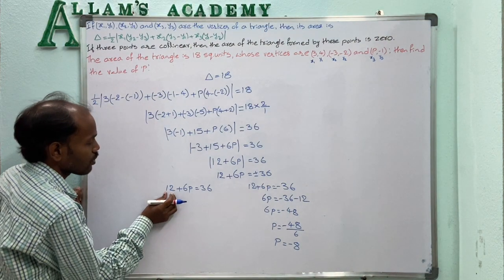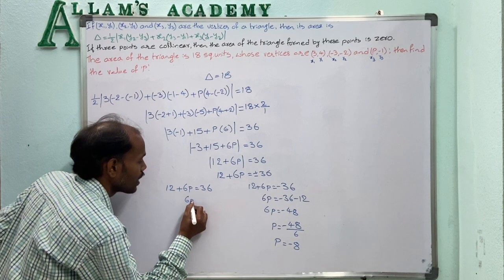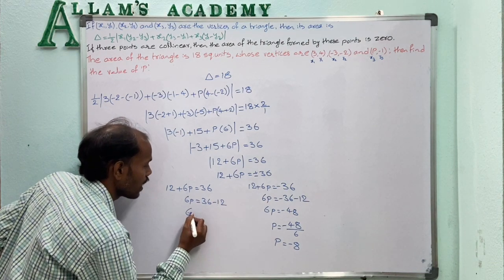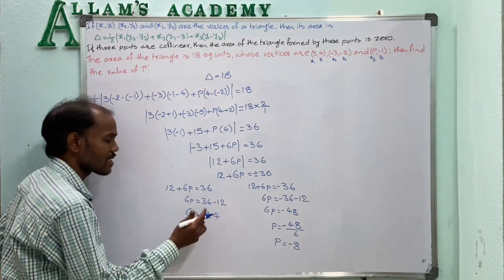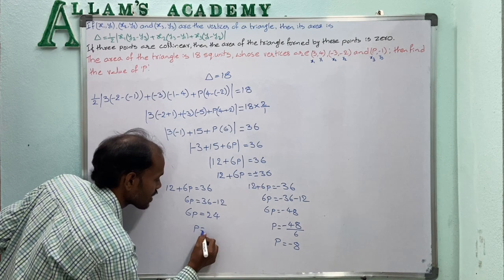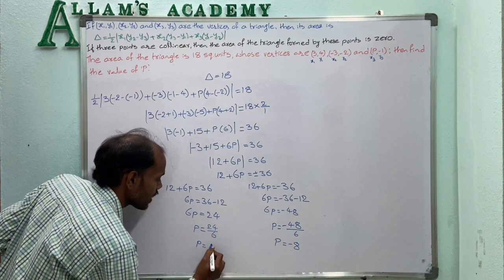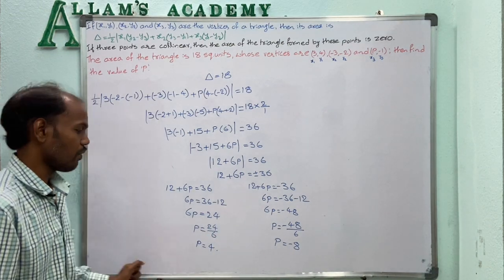If here 12 plus 6p equals 36, then plus 12 transferred to RHS is minus 12. So 36 minus 12 is equal to 24. Now multiplication 6 transfers to RHS, that is division. 24 by 6 means 6 ones are 6, 6 fours are 24. So the p value is 4.